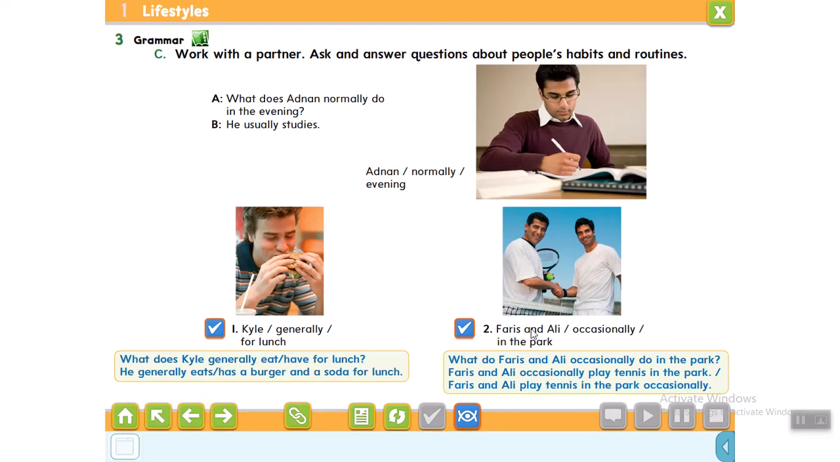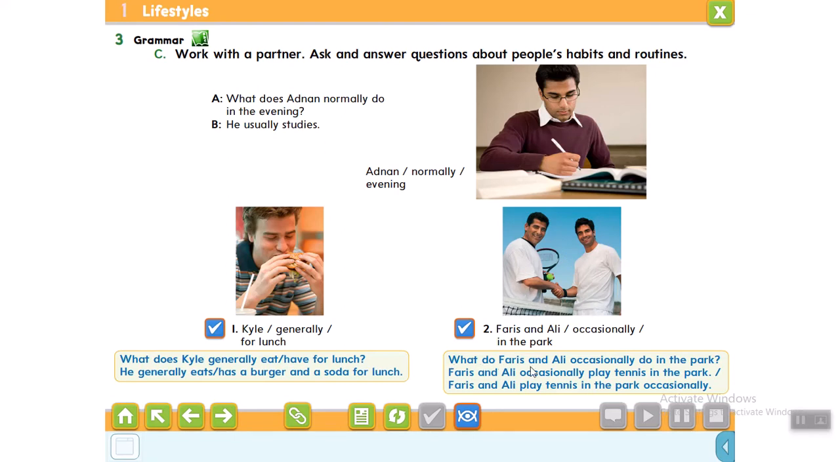Number 2. Faris and Ali occasionally from time to time in the park. What is the question here that we can form? Let's see together. What do? Why here we put does and here we put do? Right, excellent. Because here it's singular, just one person, but here they are two persons, plural, and with singular we put does, with plural we put do.